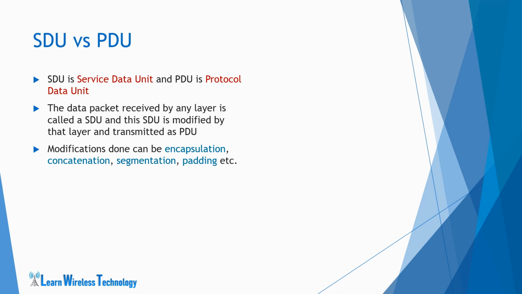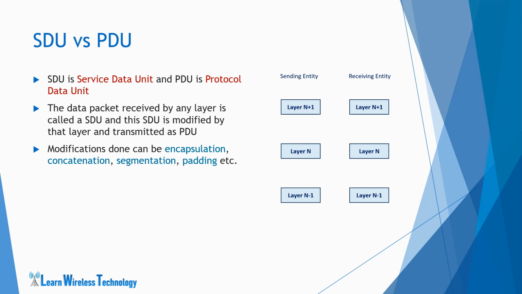Let's understand this with the help of a diagram. Consider these different protocol layers at the sending side. Let's say for example, this is the protocol stack of a UE, and this is the protocol stack layer of the receiving side, that is the eNodeB. Now the data packet that enters any particular layer is known as SDU. Let's consider layer n plus 1 which receives a data packet or an SDU from its upper layer. Layer n plus 1 will modify this SDU by adding a header or segmenting or concatenating the packets or add some padding to it. The new packet formed after these modifications will be transferred to the next layer below, that is layer n. So a packet entering layer n plus 1 is referred as layer n plus 1 SDU, and after modifications when this SDU leaves the layer n plus 1, it is referred as layer n plus 1 PDU.